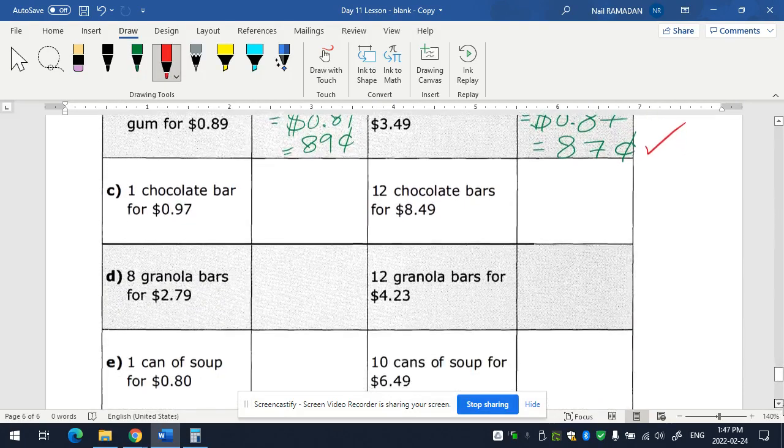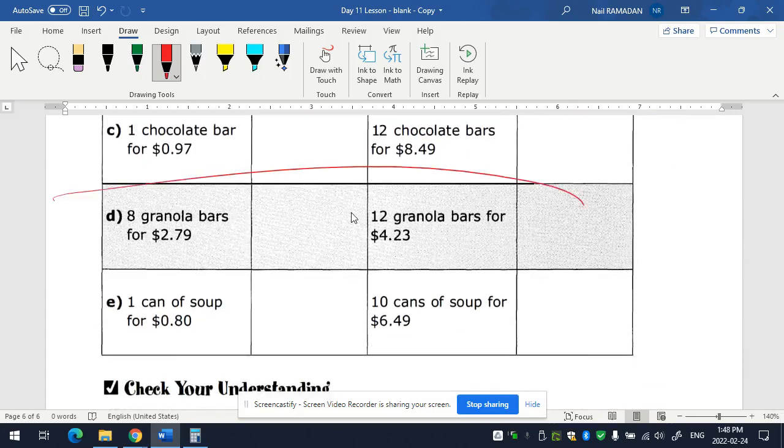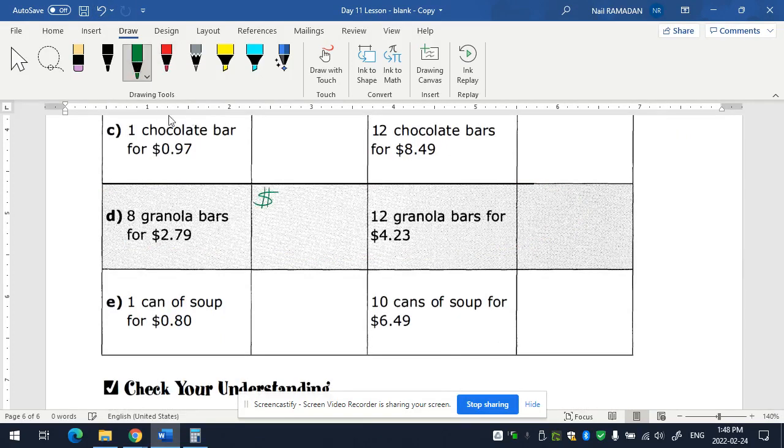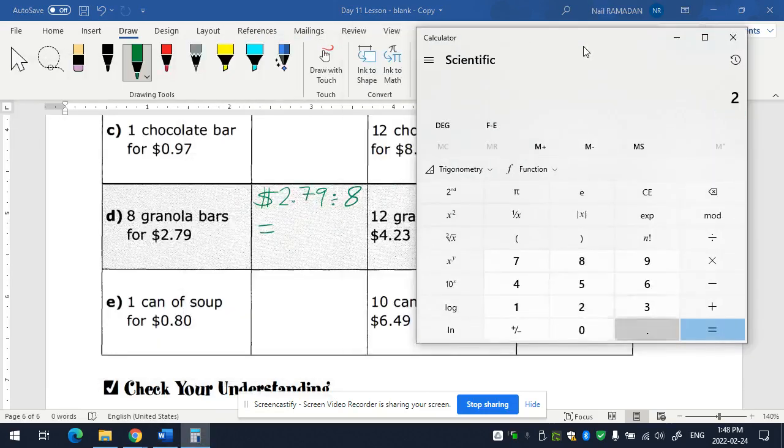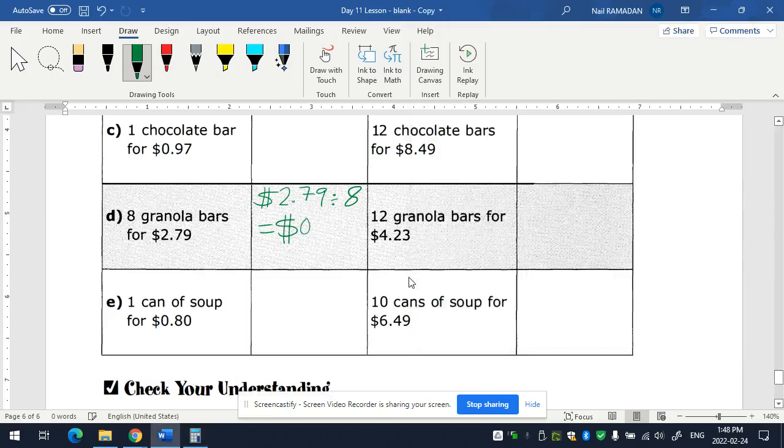Let's just choose one more. Let's do the granola bars thing, and that's it. Obviously, the whole solution is posted, so everything is solved for you. So this one is 279 divided by 8 granola bars. 279 divided by 8. Okay, what's the deal here? 348, which means 35. So point.